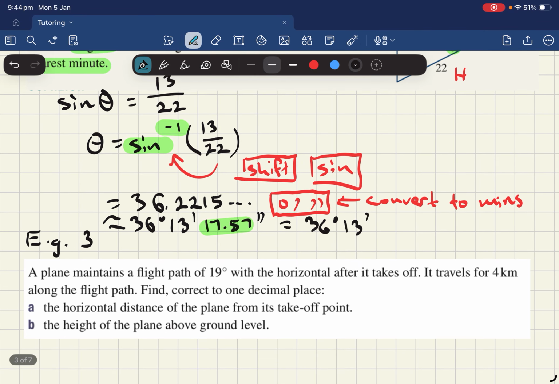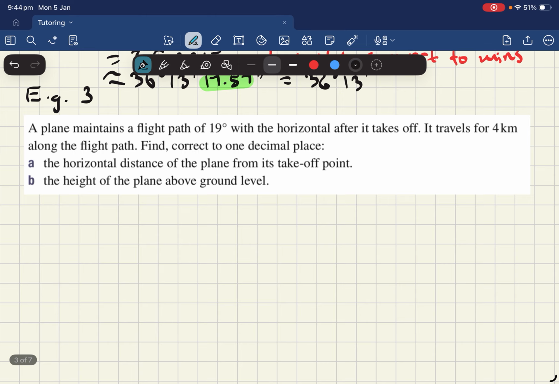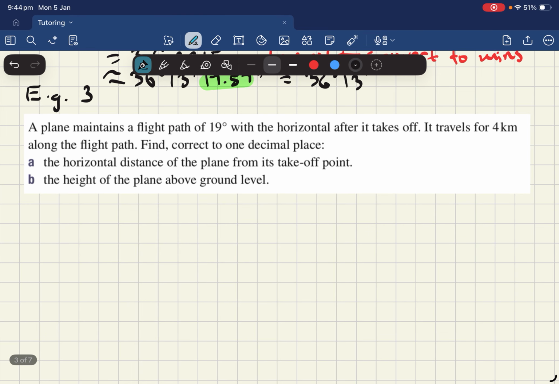Okay, next example. We are dealing with a worded question. Now remember, this video is just recapping all of the things we've already done in right angle trigonometry and making sure you've got your head around it before we go into some of the non-right angle trig here.